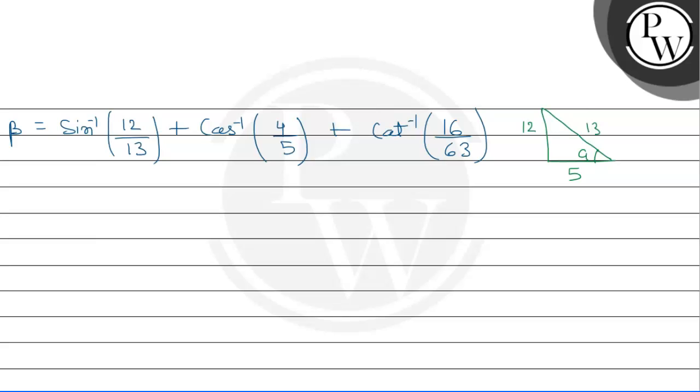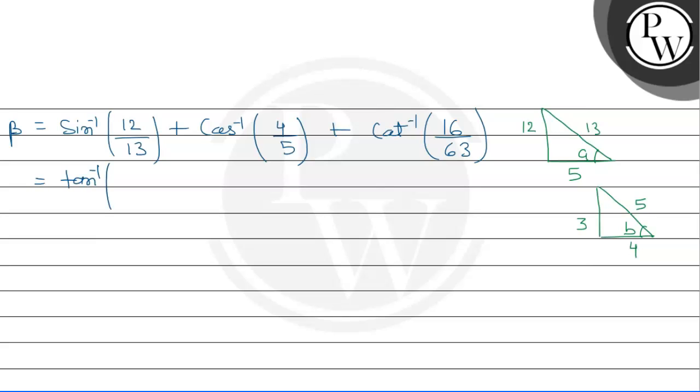And for cos inverse 4 by 5, I will draw the right angle triangle again. This will be angle B, and 4 will be base and 5 will be hypotenuse. So we can find the height. Height will be root of 5 square minus 4 square. So this will be 3. Okay. Now I have the values. So if we convert this value in the form of tan inverse, then this will be tan inverse.